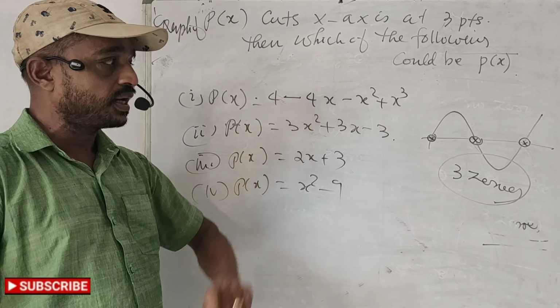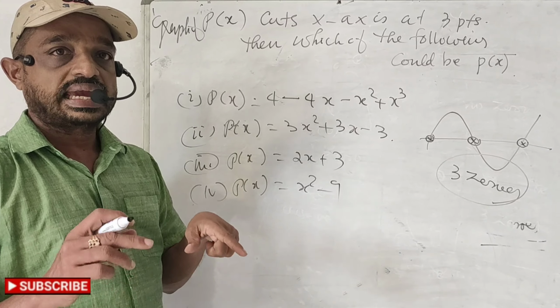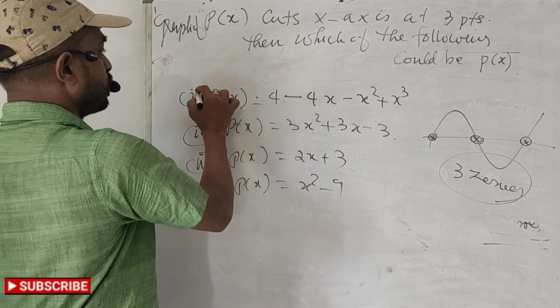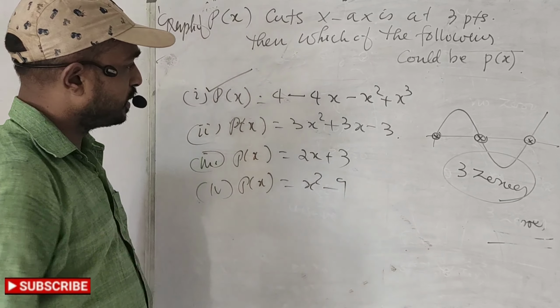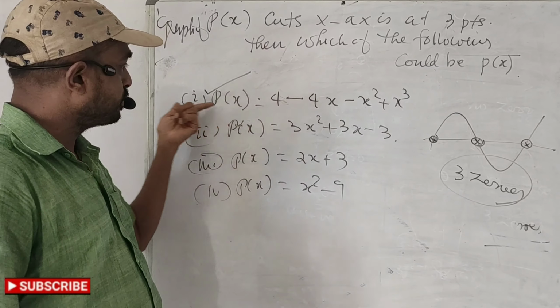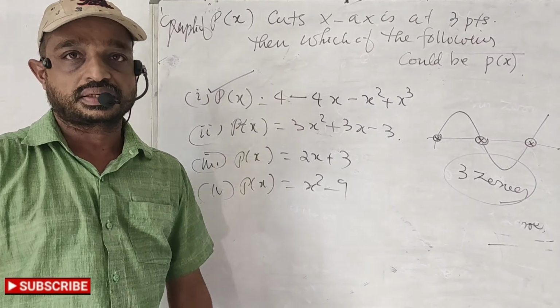So if a polynomial has 3 zeros, it could be a third degree polynomial. In the given options, only the first option is a third degree polynomial. So this is a third degree polynomial. So the first option is correct.